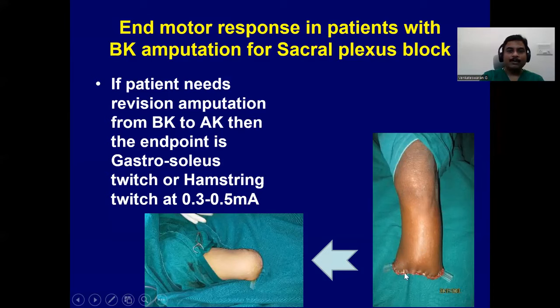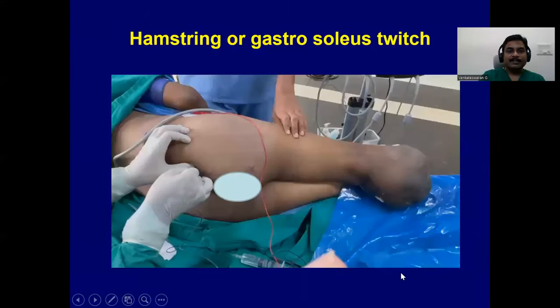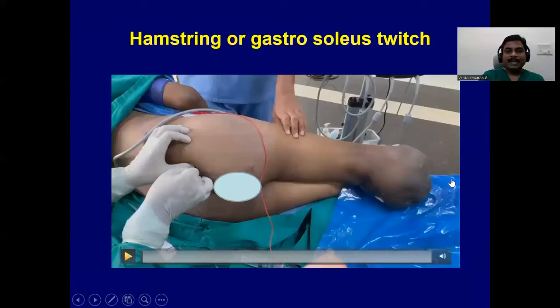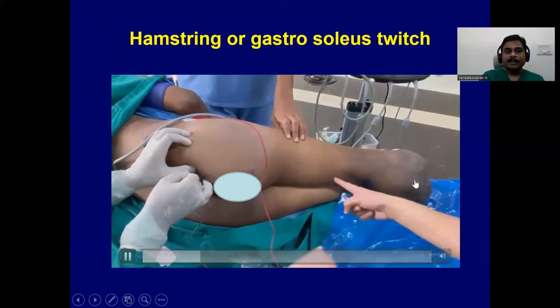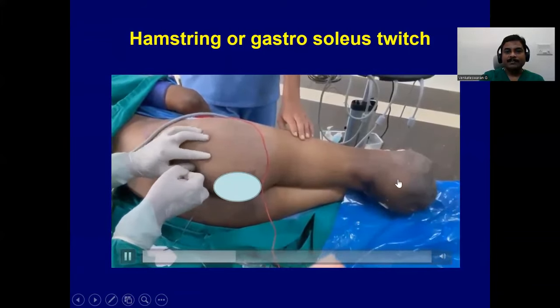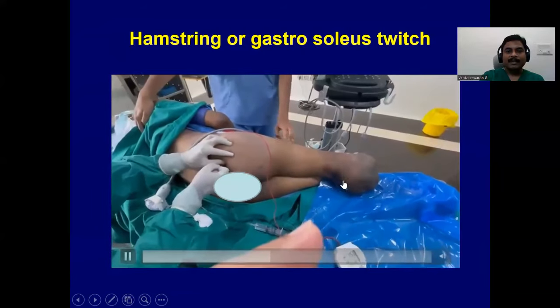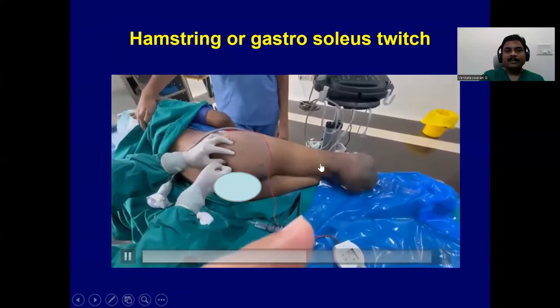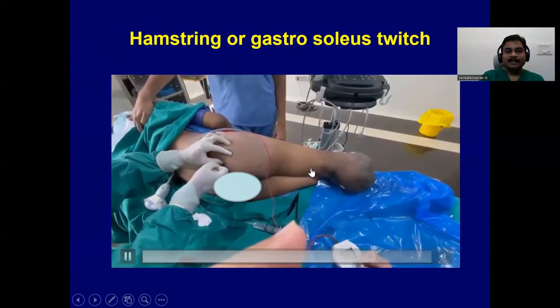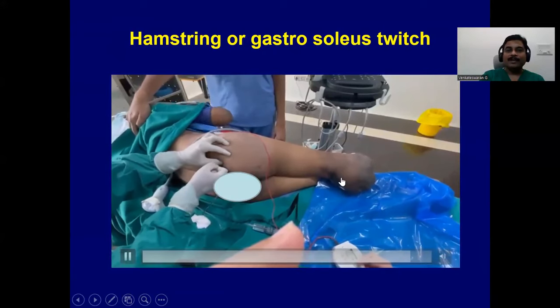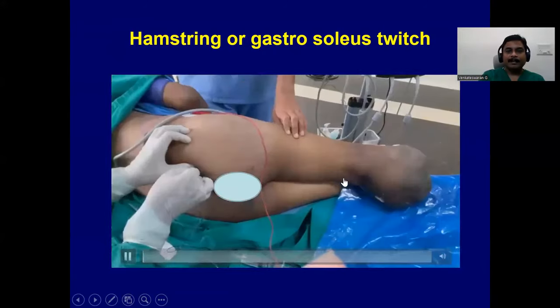This is a short video of a patient having a below knee amputation, where the lumbar plexus block is already given, looking for a quadriceps twitch. While giving the sacral plexus block, we can see a hamstring as well as a gastrosoleus twitch. If you get the hamstring or a gastrosoleus twitch, it indicates the needle is close to the sacral plexus. Then you can start injecting the drug, especially in cases of below knee amputations.